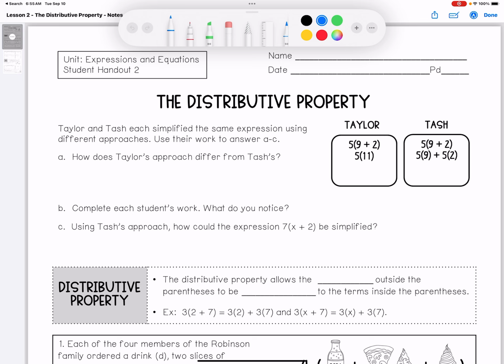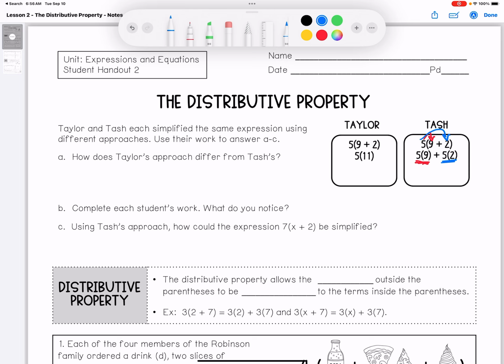Well, let's look at Taylor. It looks like Taylor added up what's in parentheses, right? And then was going to multiply what's on the outside. Whereas Tash took 5 times 9. So what Tash did was went 5 times 9, which is right there. And then he went 5 times 2. Okay?